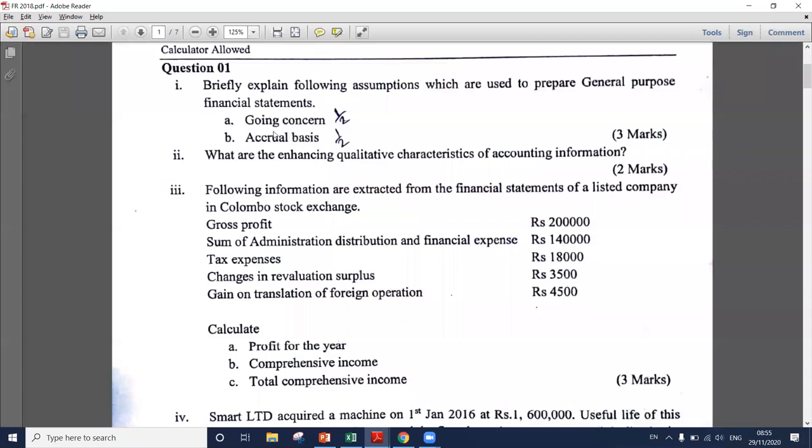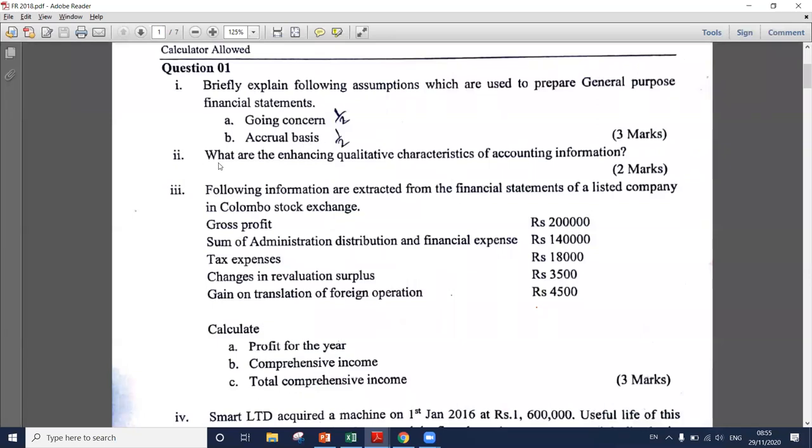Accrual basis, right? When recognizing incomes and expenses, we have to recognize the amounts relevant for the period, irrespective of whether we have received or paid it in cash. මුලින් ගෙව්වා නොගෙව්වා කියන එක නෙවෙයි වර්ෂයට අදාළ නම් ආදායම් වියදම් අඳුර ගන්න කියන එක, right, accrual basis.